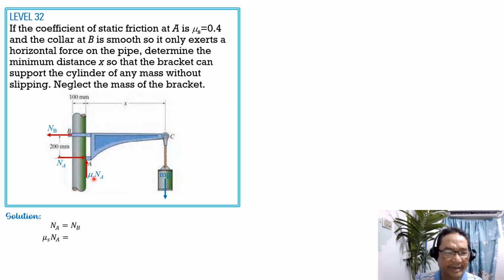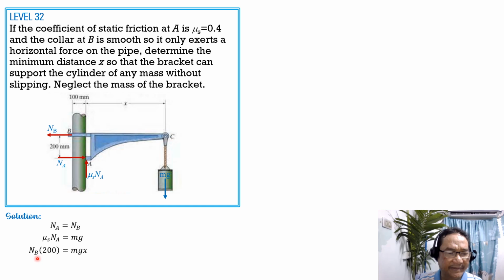So mu sub s Na equals mg, by summing up forces vertical. And summation of moment about A equals 0. So we have, counterclockwise positive, Nb times 200 equals mg times x.